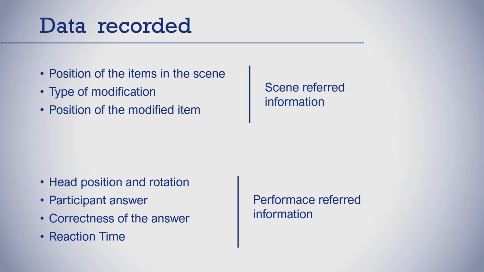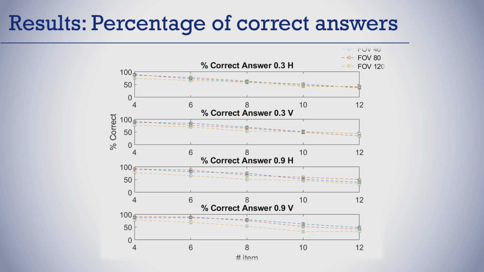people's reaction, people's performance. So head rotation and position, participant answer, the correctness of the answer, which is quite overlapping, but I added it, and the reaction time, even if the analysis of reaction time didn't highlight any substantial difference. So the first analysis we did was on the percentage of correct answers.